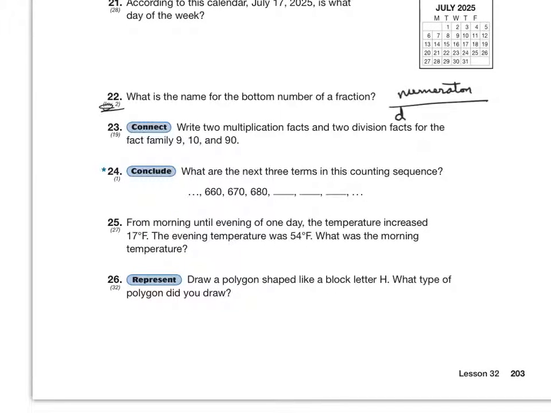Draw a polygon shape like a block letter H. And what type of polygon did you draw? So you're going to go back to the beginning of this unit and look at what you call each thing that has a certain number of sides. When I draw H and block it out like we did at the beginning of the chapter, I'm going to have a certain number of sides. It's kind of sloppy over here, isn't it? Gotta fix that a little bit. I have a certain number of sides because of this, and you just count them. So we've got 1 side, 2 sides, 3 sides, 4 sides, 6 sides, 7 sides, 8 sides, 9, 10, 11, 12. So go back and look at what that is. All right.